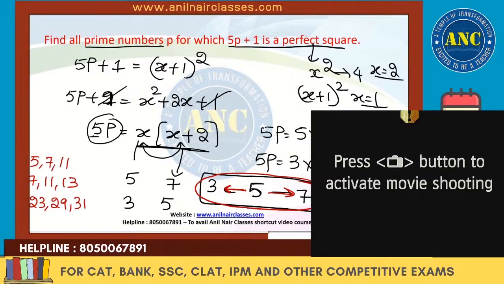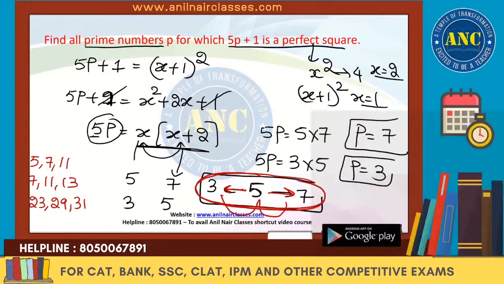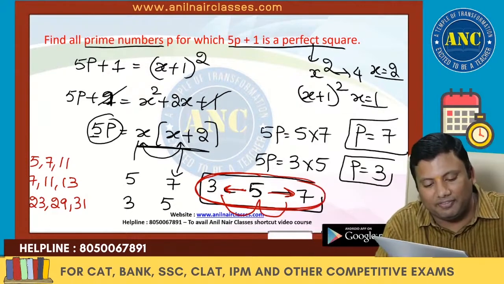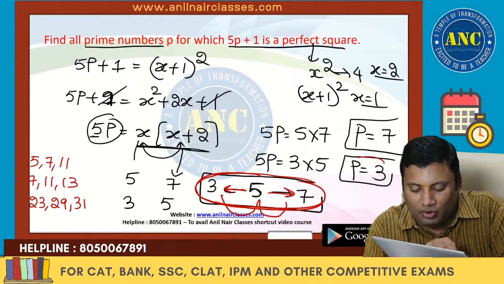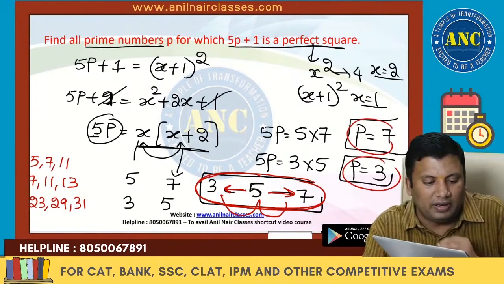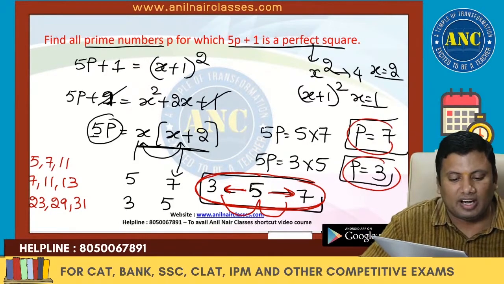I wanted to tell you that even in a prime number series, the triplet which has a deviation of 2 is nothing but 3, 5 and 7. So p value will be 3, and p value will be 7. I hope it is clear.